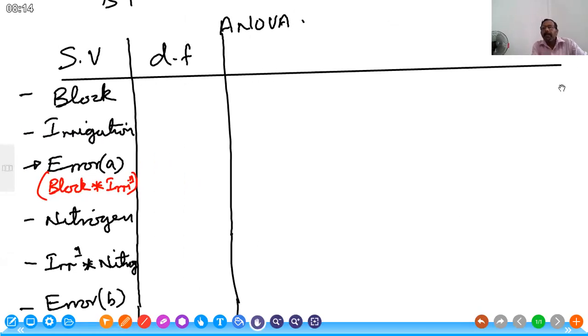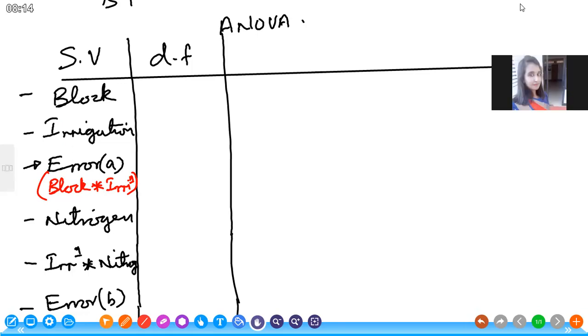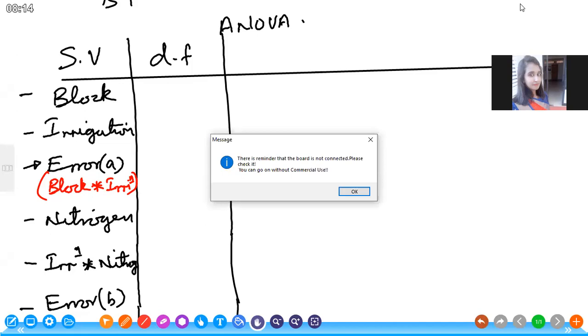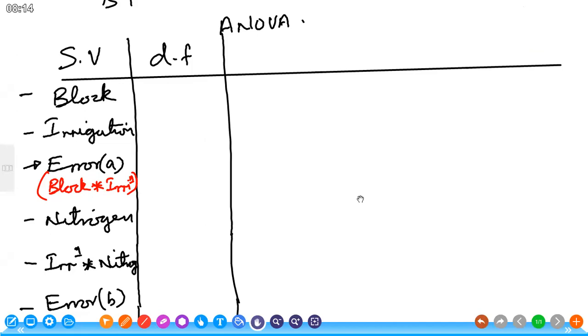I will catch up another person. Madhusha, Pushparaja, tell me what is the degrees of freedom? We need it in numbers. R minus 1 for block. Here we'll have to give it in numbers. R minus 1 is the block degrees of freedom, yes. I need it in numbers. What is the degrees of freedom for block?